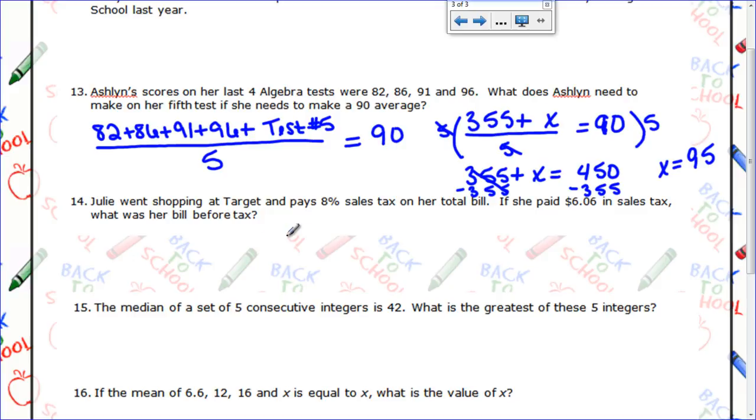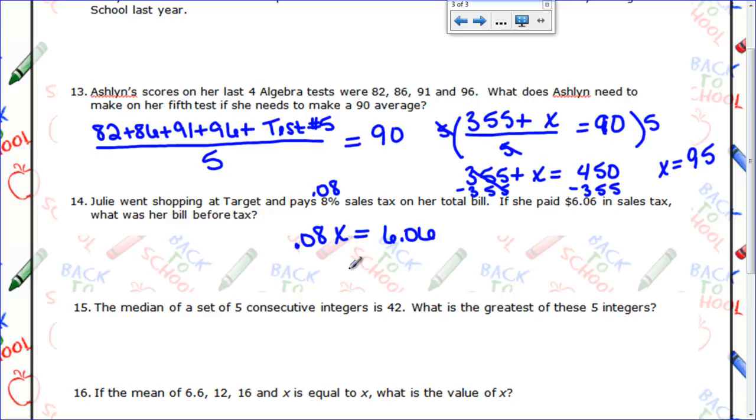we need to know how much she paid before tax. I know that it was 8%. Remember, that's 0.08 as a decimal. To figure out her sales tax, I would take how much she spent, X, and multiply it times 0.08. I need to figure out how much she spent. That's what I want to know. I know that if I did that, it was $6.06.